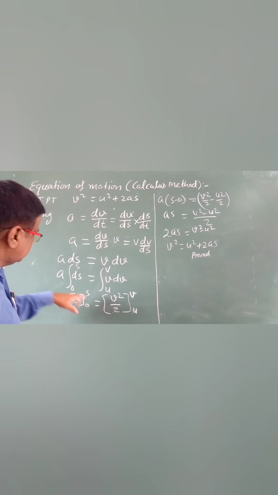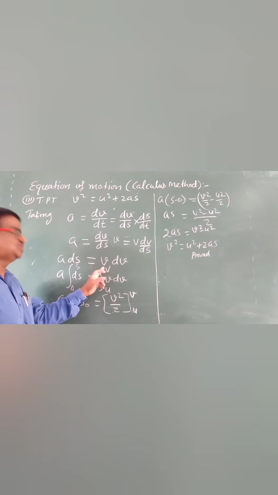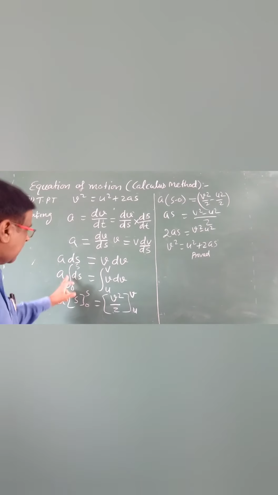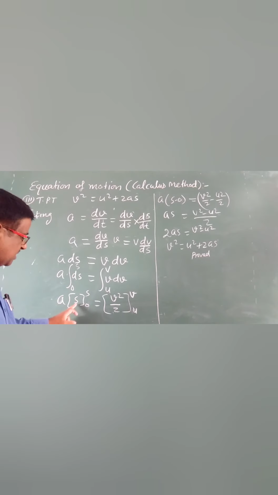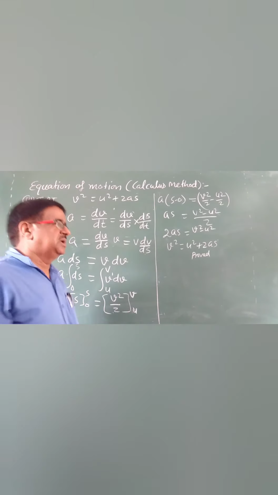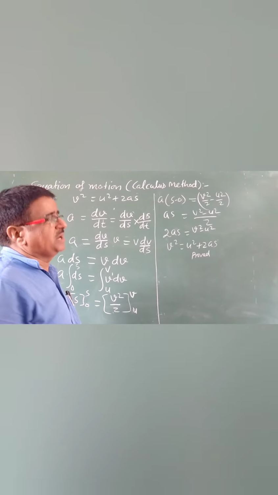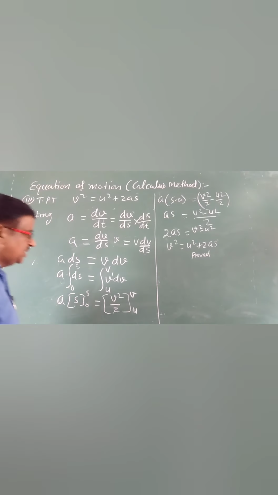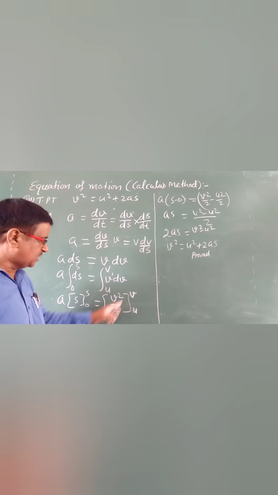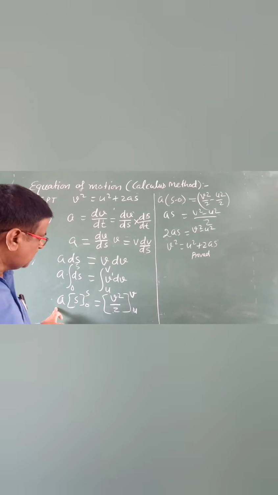Now we can integrate it under suitable limits. The limit for distance is 0 to s. The limit for velocity is initial velocity to final velocity. So after integration, ds will become s, and v dv will become v square by 2, using the formula that the integration of x to the power n dx is equal to x to the power n plus 1 by n plus 1. Here the power is 1, therefore it will be 1 plus 1, which is 2, divided by 1 plus 1, which is 2. So this will be after integration.